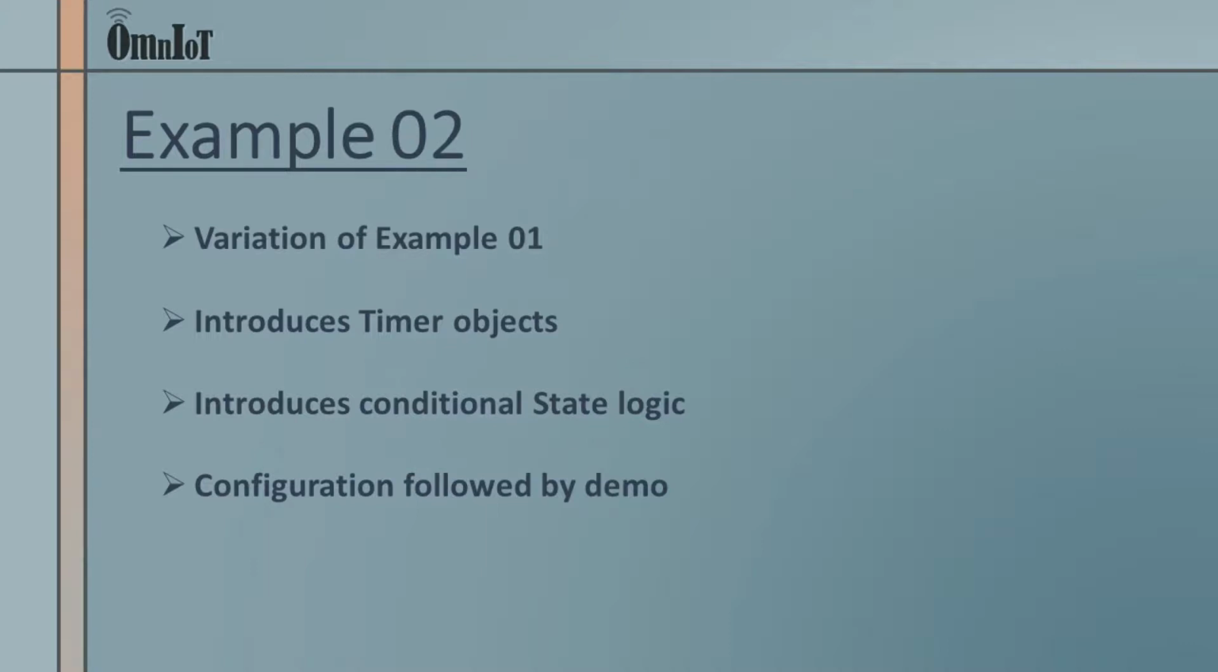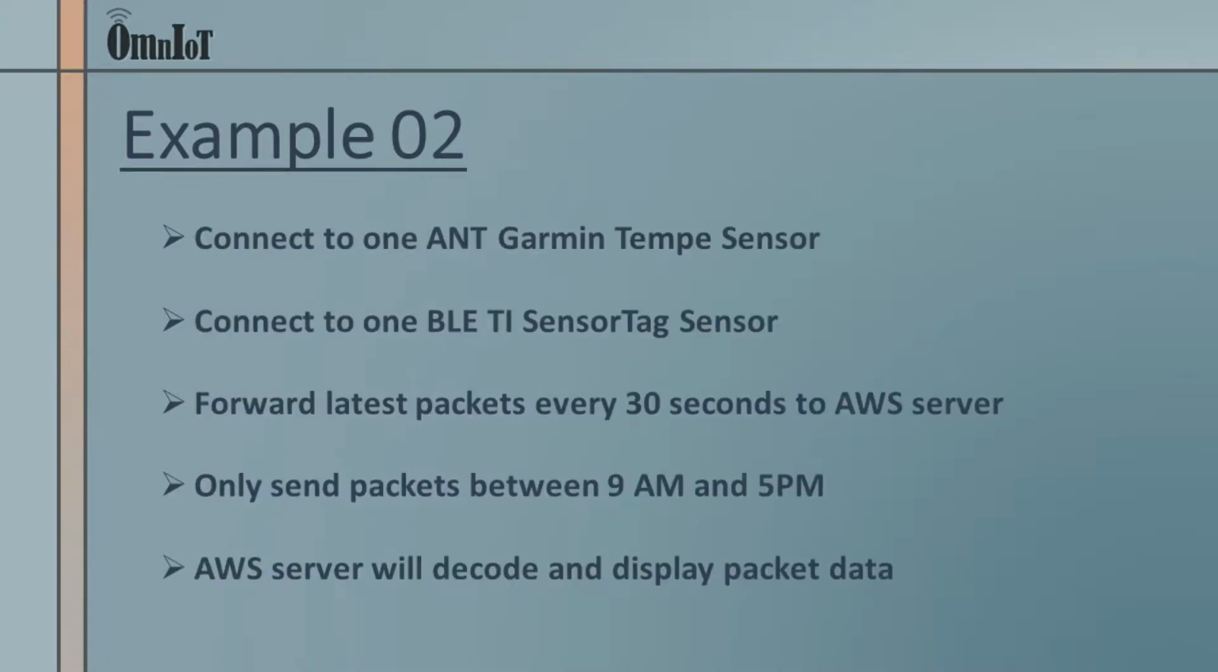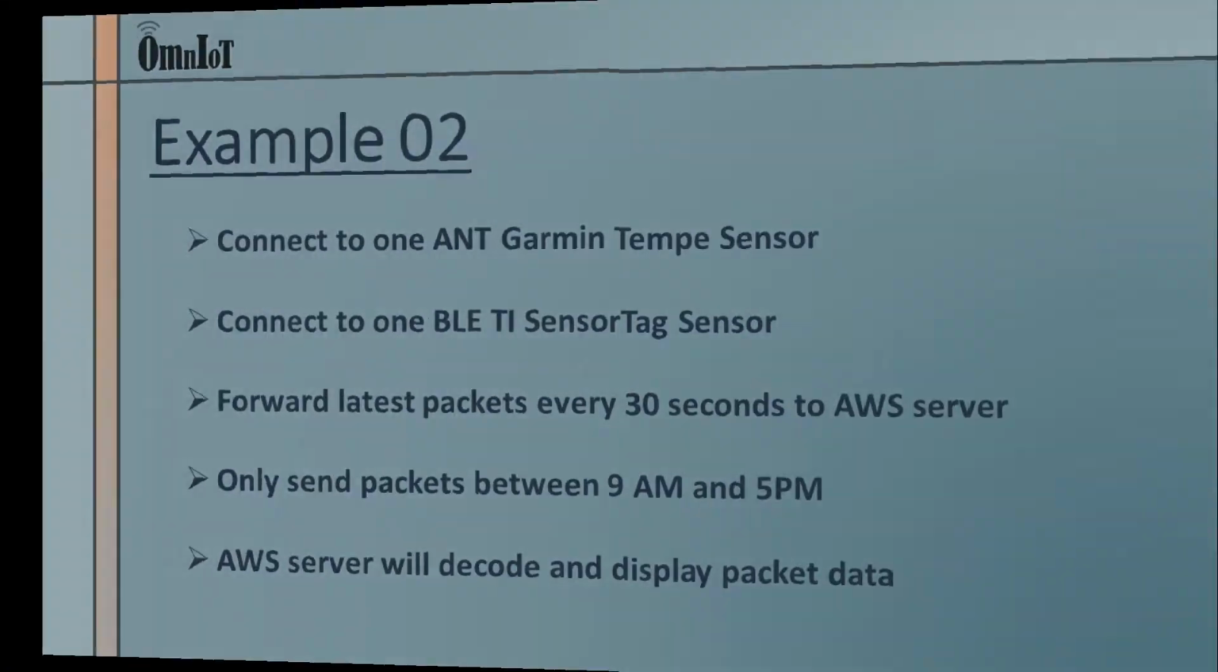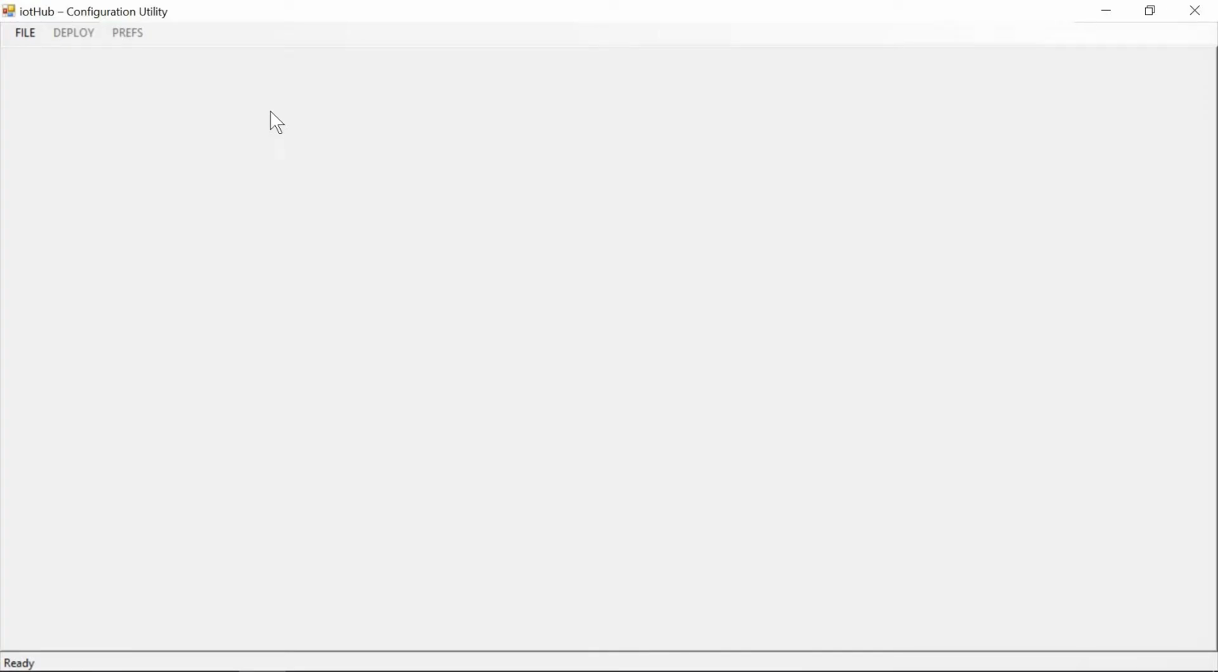And as with the first example, after we build our configuration file, we'll actually load it into our device and do a quick live demonstration. In this example, we'll again connect to one ANT Garmin Tempe sensor and one Bluetooth Low Energy Texas Instruments sensor tag sensor. However, instead of forwarding every packet we receive to our AWS packet capture server, we'll only send the most recently received packet from each sensor every 30 seconds. Additionally, we'll only send packets between the hours of 9 a.m. and 5 p.m. So let's get started and build our configuration file.